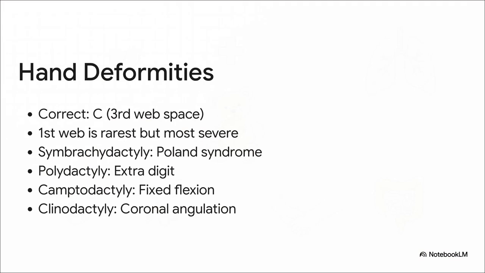Now, while the first web space is the rarest, it's actually the most functionally severe because the thumb and index finger have vastly different lengths and arcs of motion. Binding them together causes severe growth restriction and hand dysfunction. Let's hit 4 related deformity pearls really quickly. Symbrachydactyly is linked to Poland syndrome. Polydactyly is the presence of an extra digit. Camptodactyly is a fixed flexion deformity, and clinodactyly is an abnormal angulation in the coronal plane.